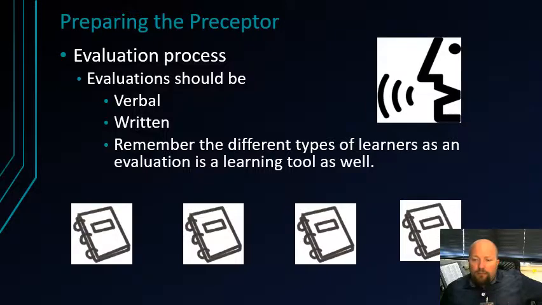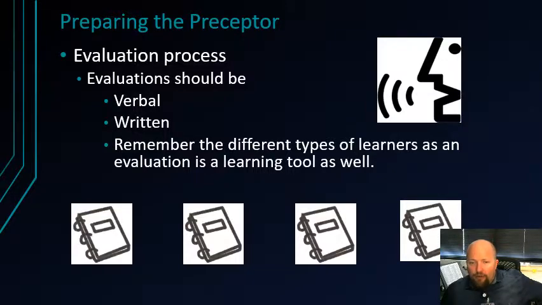Another evaluation process is written evaluations. As a preceptor, you're responsible for doing a daily evaluation on a student and signing off on that particular student. This has to be done daily. It is not appropriate to sign several evaluations ahead of time and then fill in the blanks, or have the student fill in the blanks. That is completely inappropriate, because that is not adequately evaluating the student.